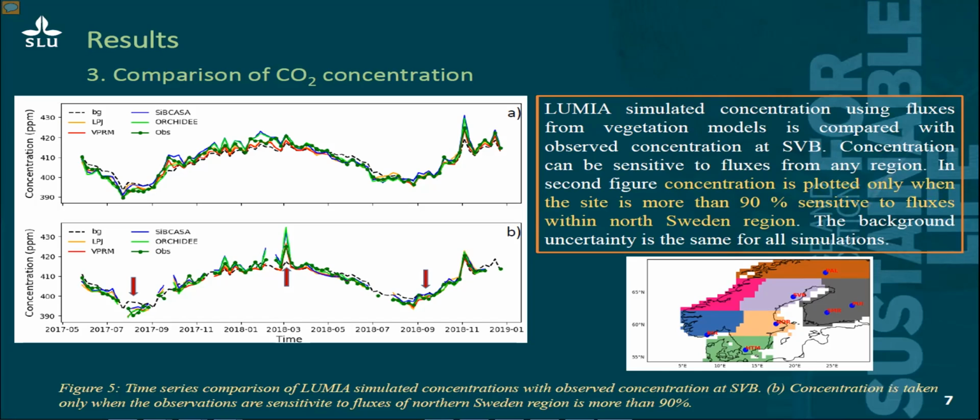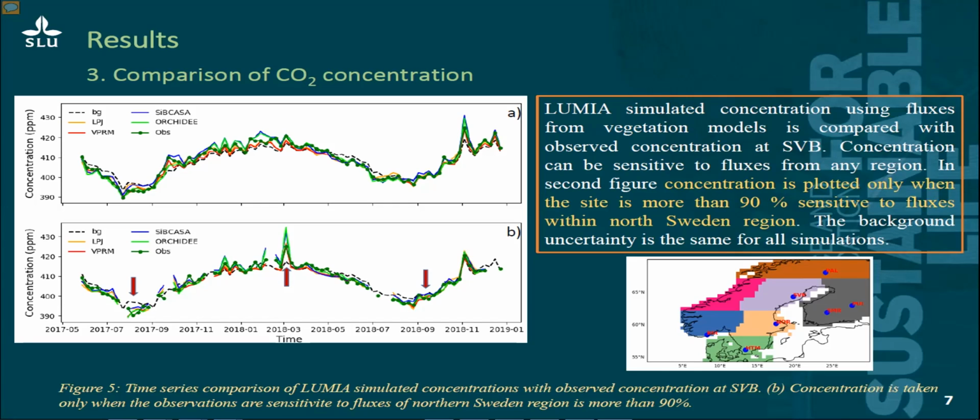Here we used all the available hourly daytime concentrations. In the second plot, we filtered some of the concentration values in such a way that we chose only those hours when the concentration observation is sensitive to fluxes within the northern Sweden region. In this map, you can see the region in purple color that we call the northern Sweden region. So we choose the concentration only when it is sensitive to the fluxes within this light purple region.